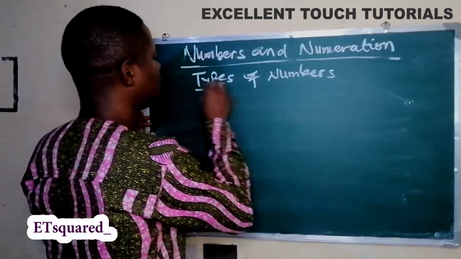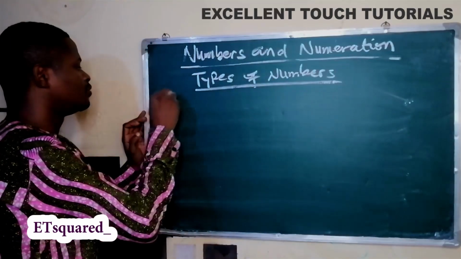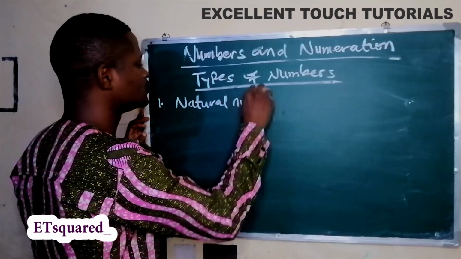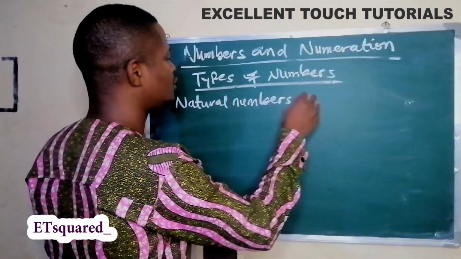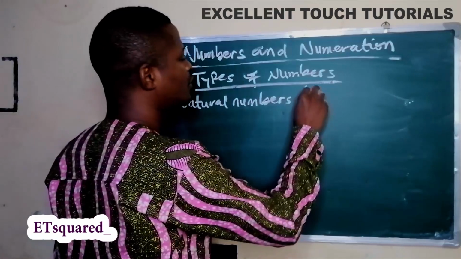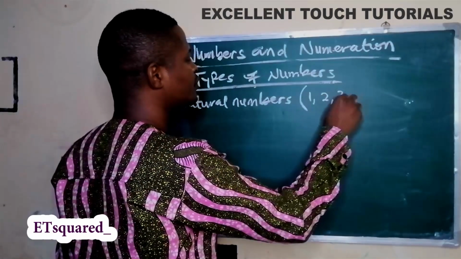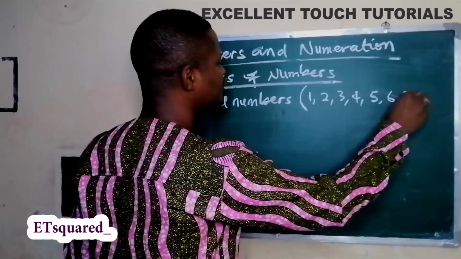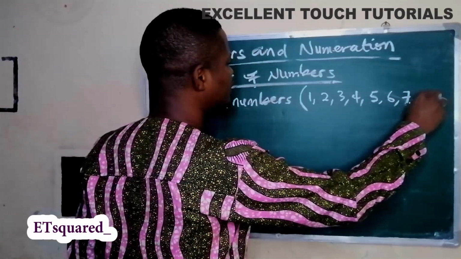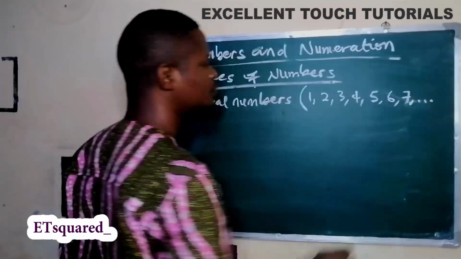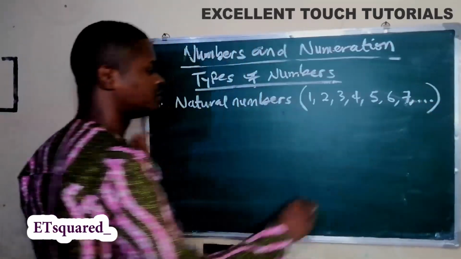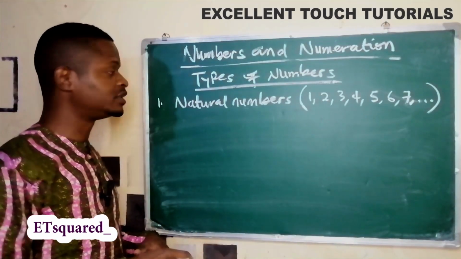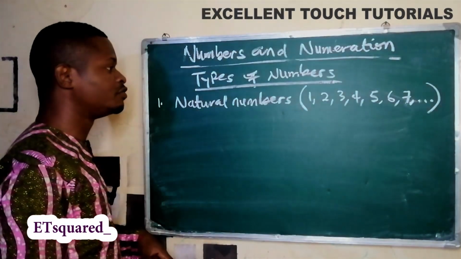We have different kinds or types of numbers. Number one, we have the natural numbers. The natural numbers are the ones you know, which are 1, 2, 3, 4, 5, 6, 7, 8, 9, 10, 11, and the list continues. We call them the natural numbers. You know those counting numbers? Numbers you were taught essentially when you were in your kindergarten. We call them natural numbers. It's the most basic number.